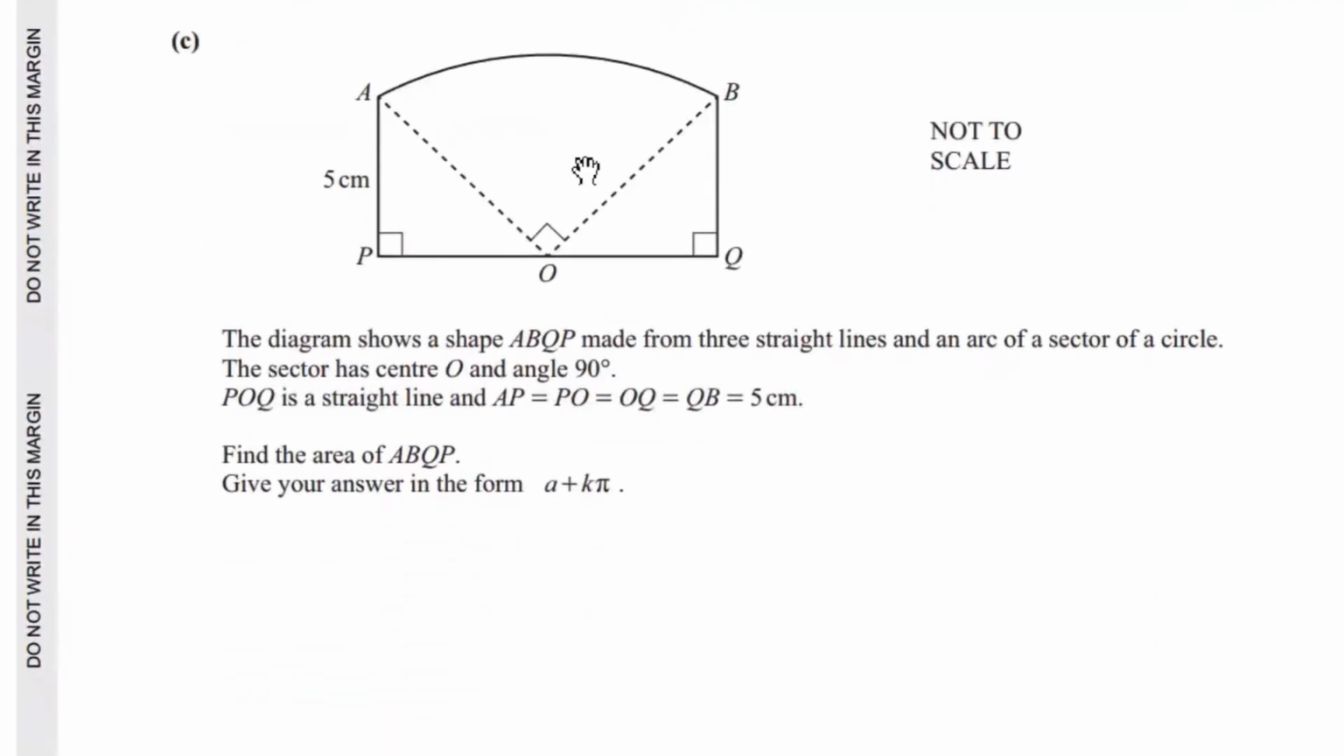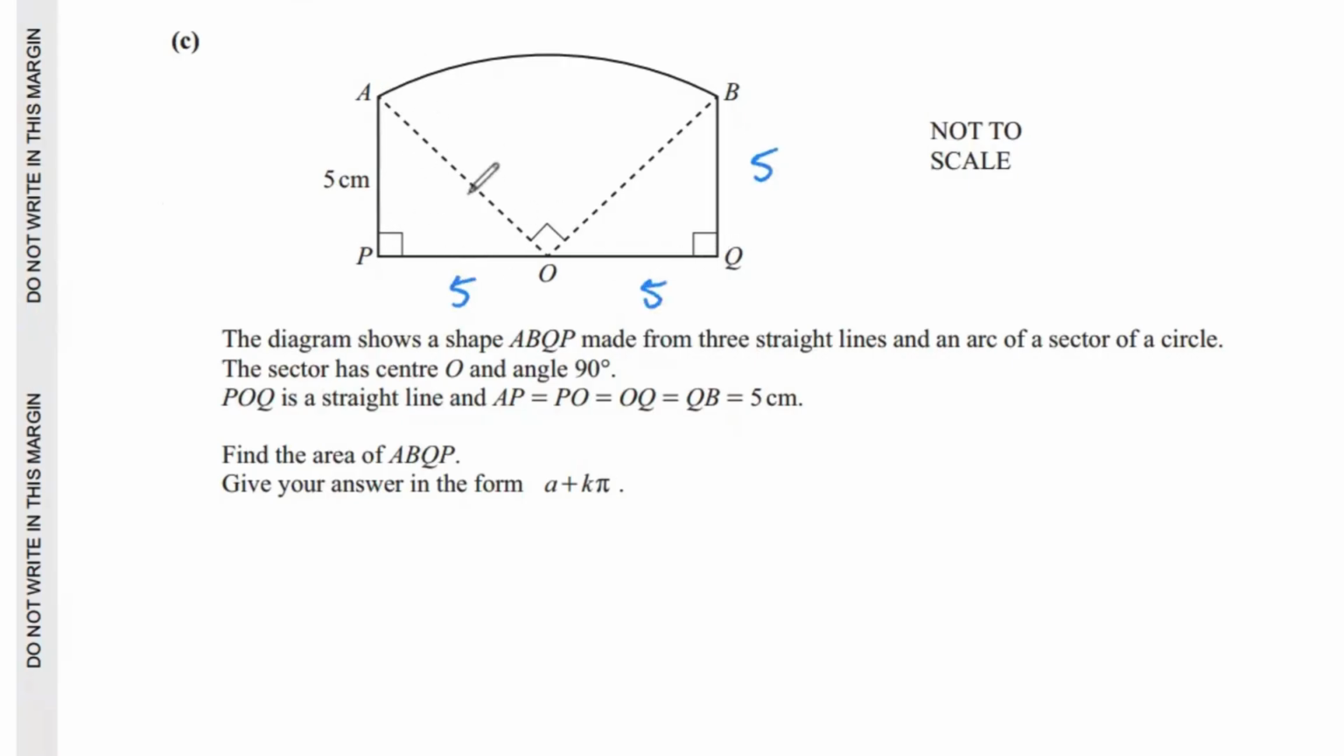Then it says the diagram shows a shape ABQP made from 3 straight lines and an arc of a sector of a circle. The sector has center O and angle 90 degrees. POQ is a straight line. AP equals PO equals OQ equals QP, which is 5 centimeters. Find the area of ABPQ and give your answer in the form A plus K pi. So this is equal to this, equal to this, equal to this.